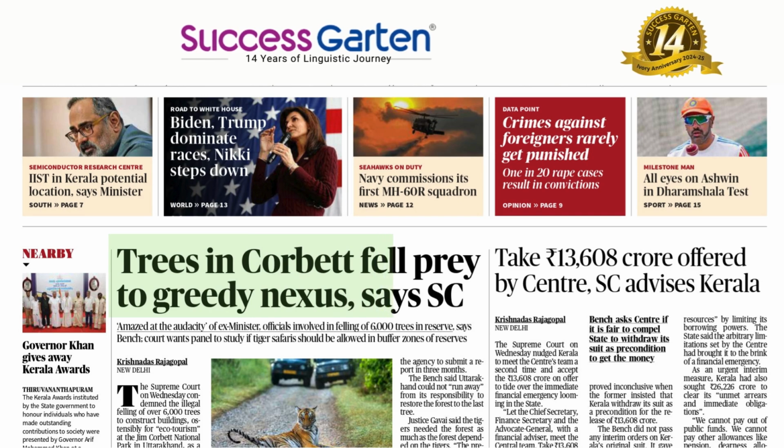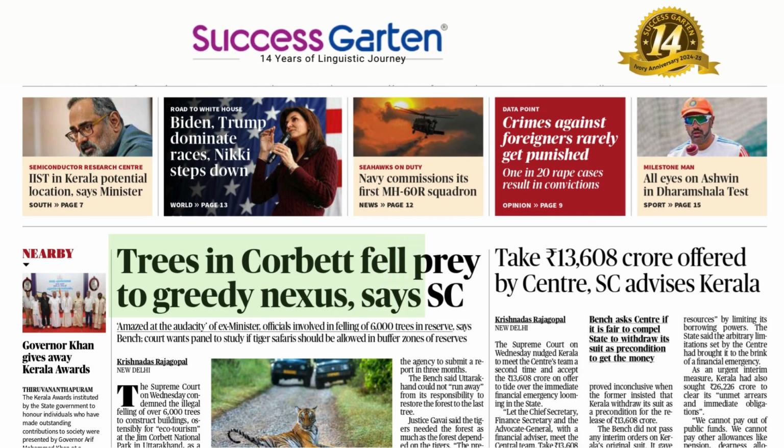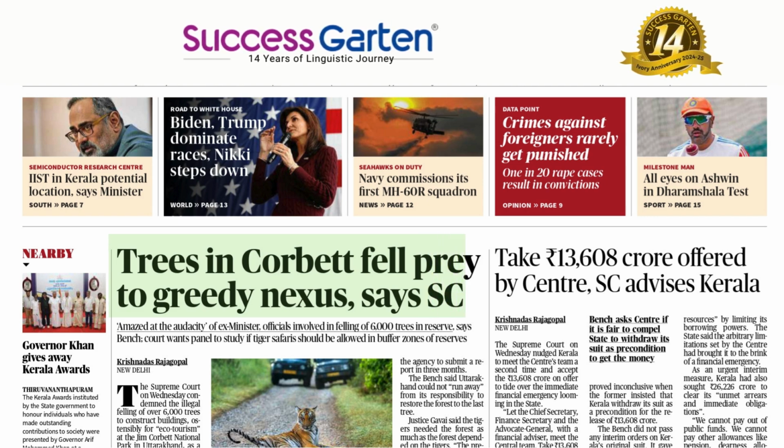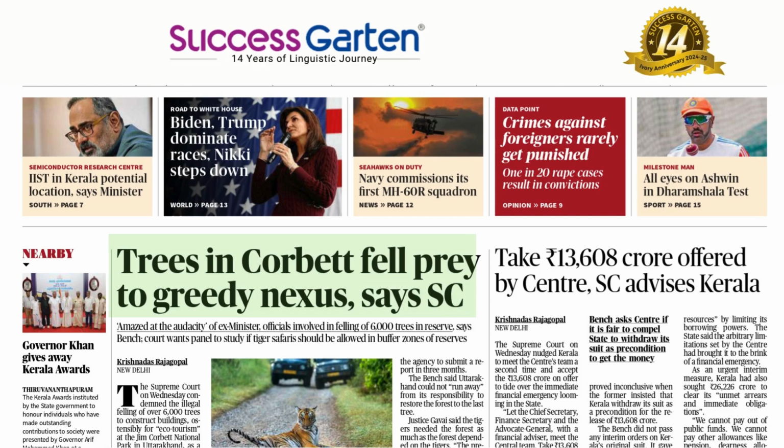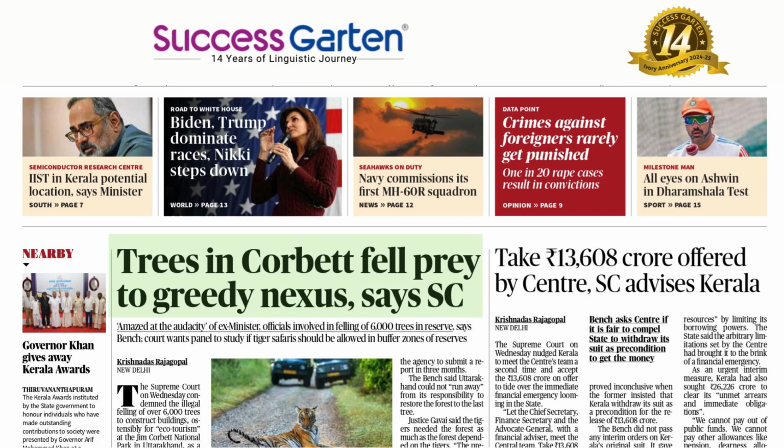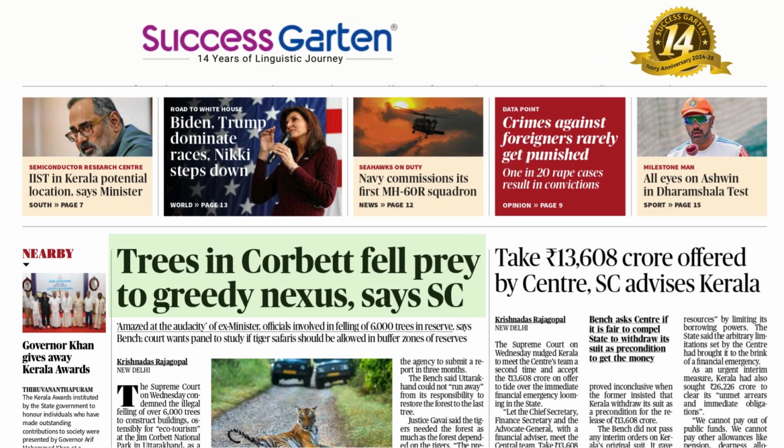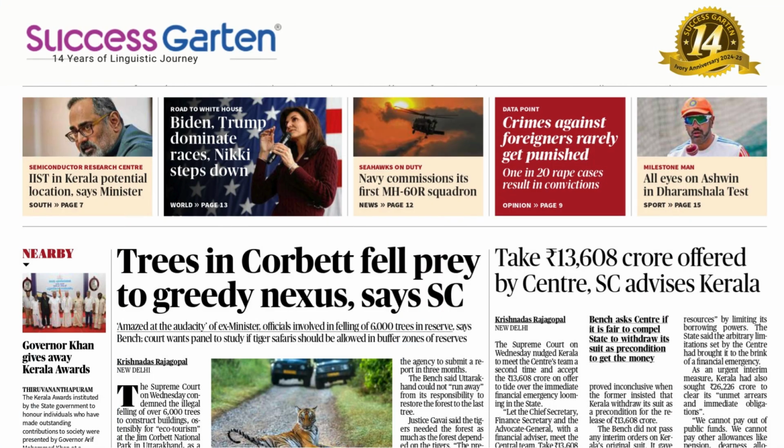So trees in Corbett fell prey. Trees in Corbett did fall prey to greedy nexus. Did trees in Corbett fall prey to greedy nexus? Why did trees in Corbett fall prey to greedy nexus? Trees in Corbett fell prey, didn't they? This is a very important language observation. Now we move to the next news item.